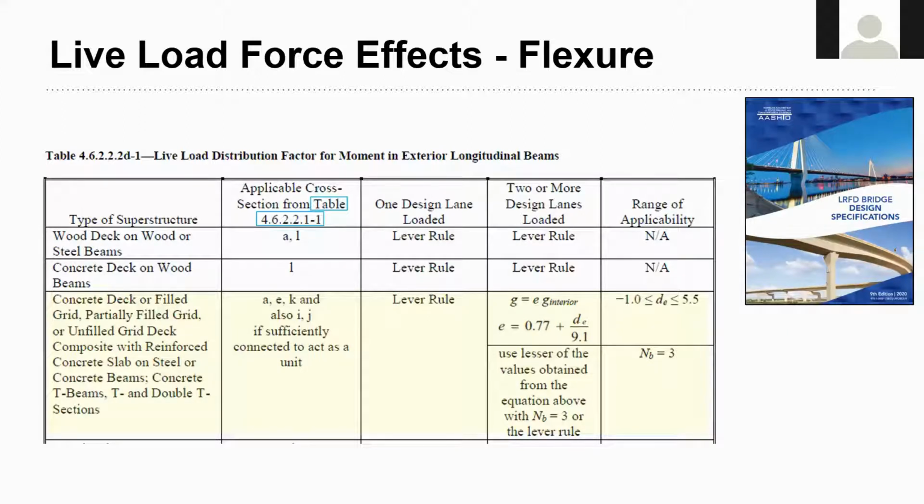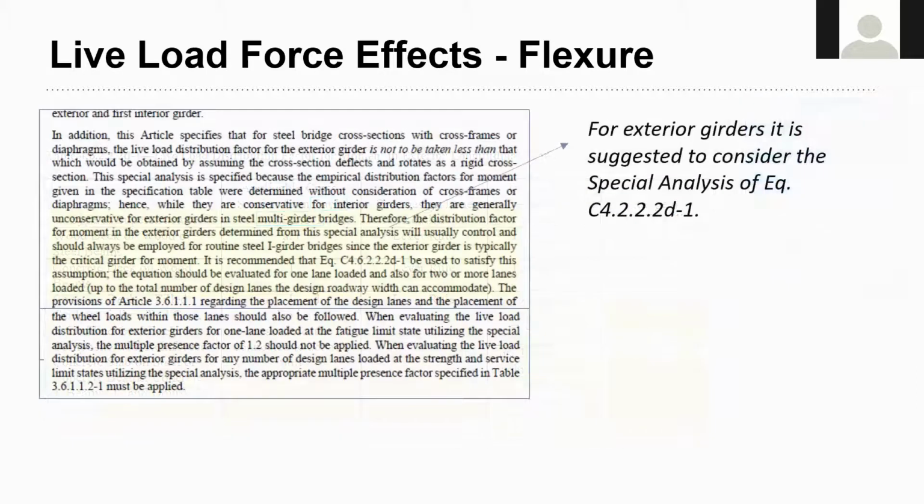And it tells me what I need to use for one design lane loaded, or two or more design lanes loaded. And those are the equations there that I would use to calculate my live load distribution factors for an exterior girder. However, if I read some more within the discussion and determination section of the guide, it tells me for exterior girders, it is suggested to consider the special analysis of equation C4.6.2.2.2d-1, which is in the commentary section of that particular article in the AASHTO LRFD Bridge Design Spec.